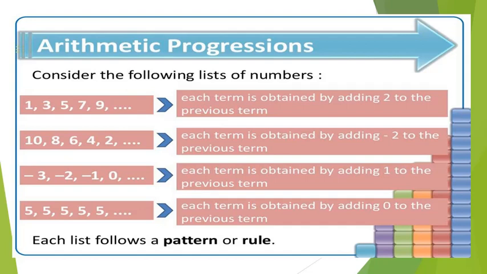Similarly, observe the pattern in the third list and fourth list. For the fourth list, it's 5, 5, 5, 5, 5. Each term is obtained by adding 0 to the previous term, isn't it? Each list follows a pattern or rule.